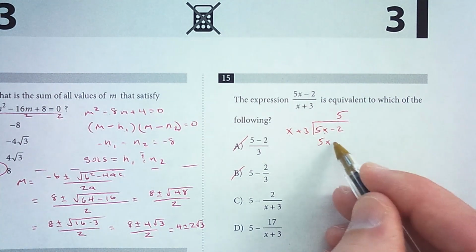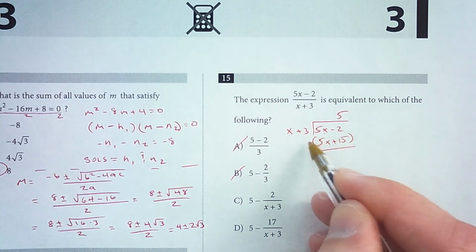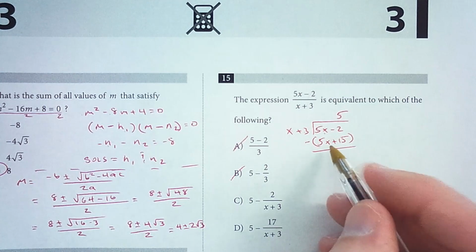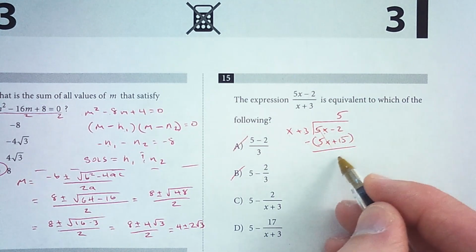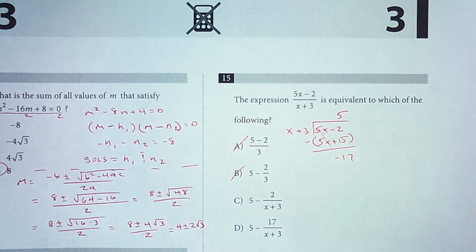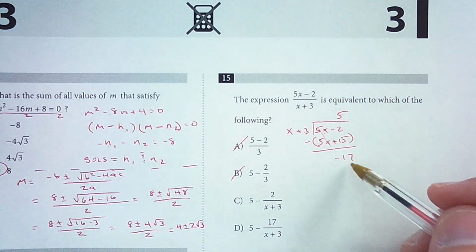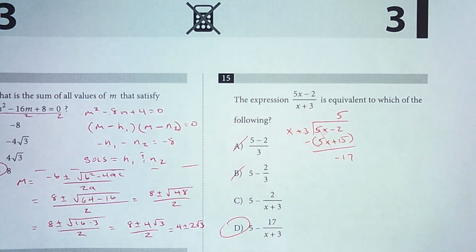plus 15. And then I'm going to subtract: 5x minus 5x is 0, so those cancel. Negative 2 minus 15 is negative 17. So I have 5 with a remainder of negative 17, which can be written as minus 17 over x plus 3. That tells us it's option D.